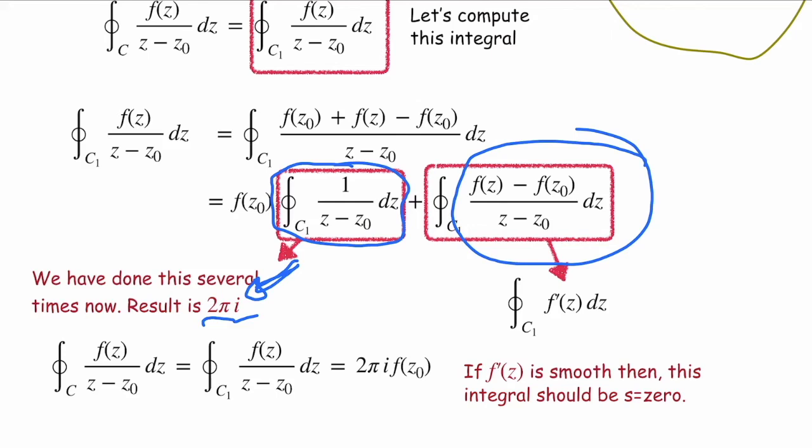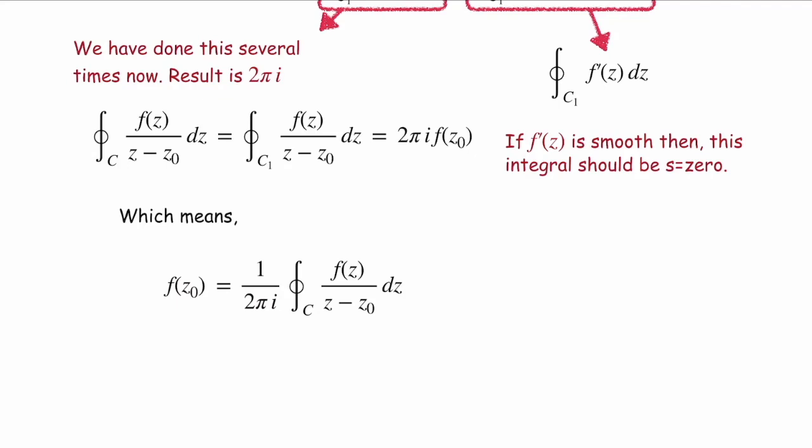Finally, we have the integral over contour C of f of z by z minus z0 dz, which is equal to the integral over contour C1 of f of z divided by z minus z0 dz, which is equal to 2 pi I times f of z0. That is what is Cauchy's theorem. Finally we can write f of z0 as 1 by 2 pi I times the integral over a closed contour of f of z by z minus z0 dz.